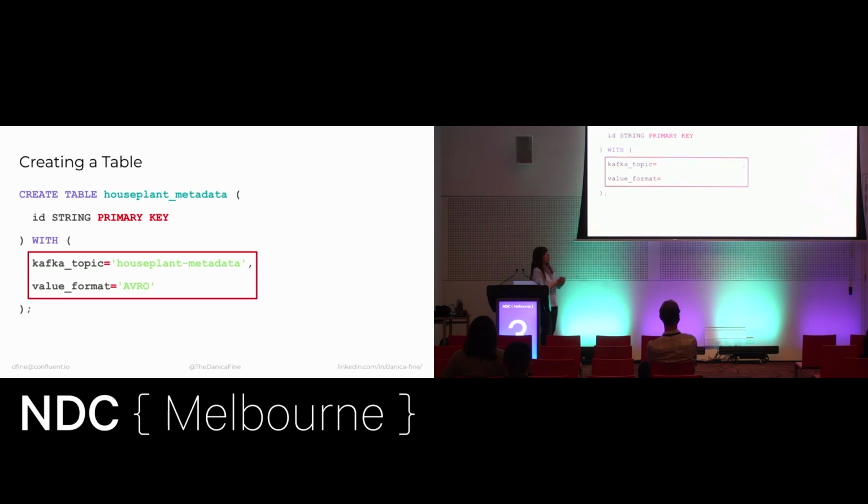A couple things to note here. The top is going to feel pretty familiar, that sort of SQL syntax. But what we have at the bottom is that you create this table and you point to the Kafka topic that is backing that table. Where are we getting this information? It's just going to point to that houseplant metadata topic. And then we specify the Avro format, because remember we wrote those Avro schemas to define this data.